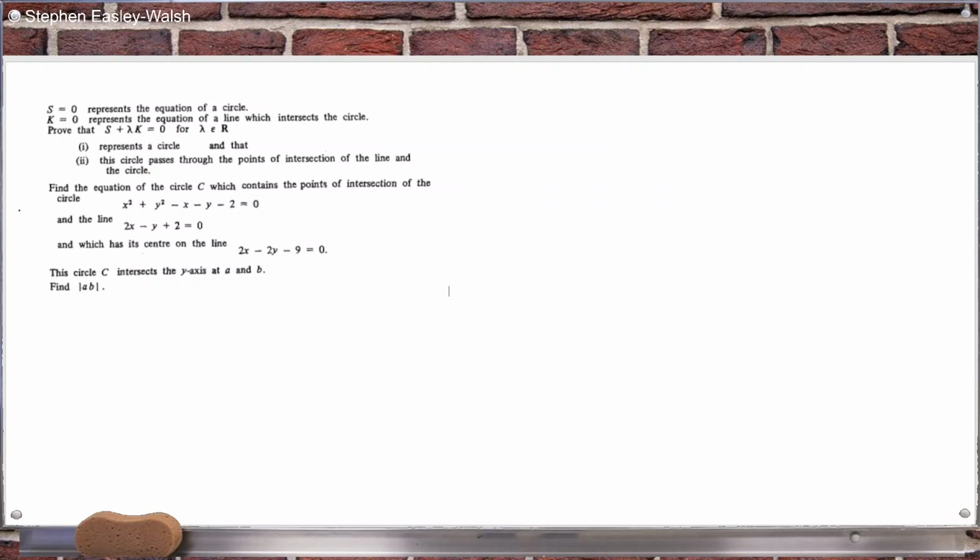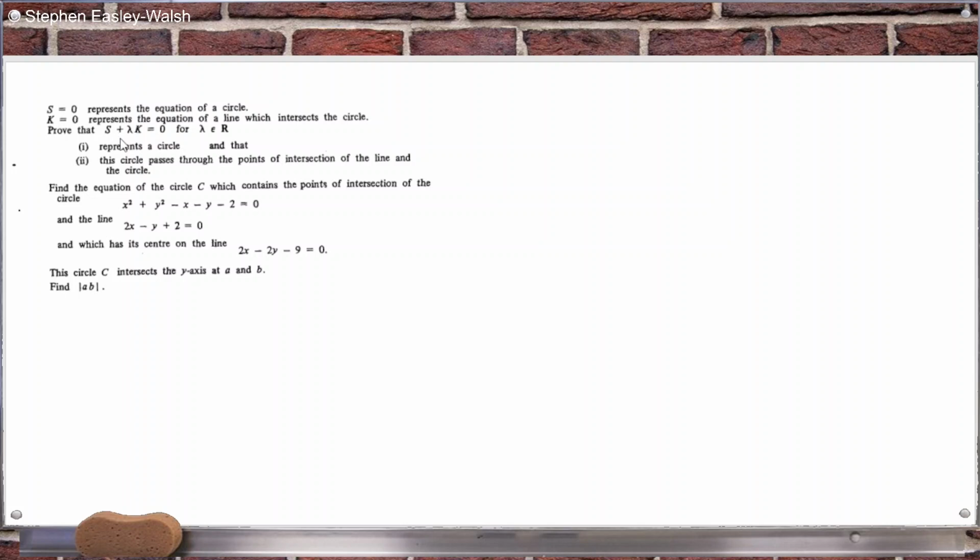Keep things moving. Okay, S equals 0 represents the equation of a circle. K is that of a line which intersects. The question says prove that S plus lambda K equals 0 for all lambda. Well, I mean, obviously S plus lambda K equals 0 because S and K would have to be 0. I think it's more about the second, the 2 points here that prove that S plus lambda K equals 0 represents a circle.